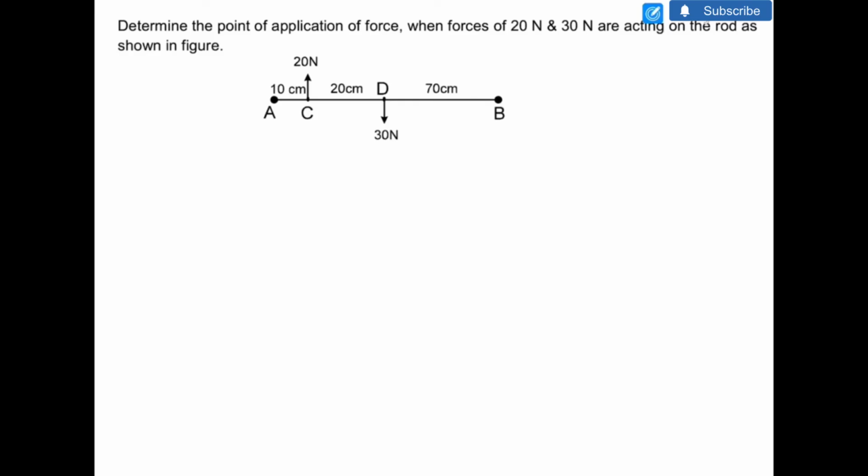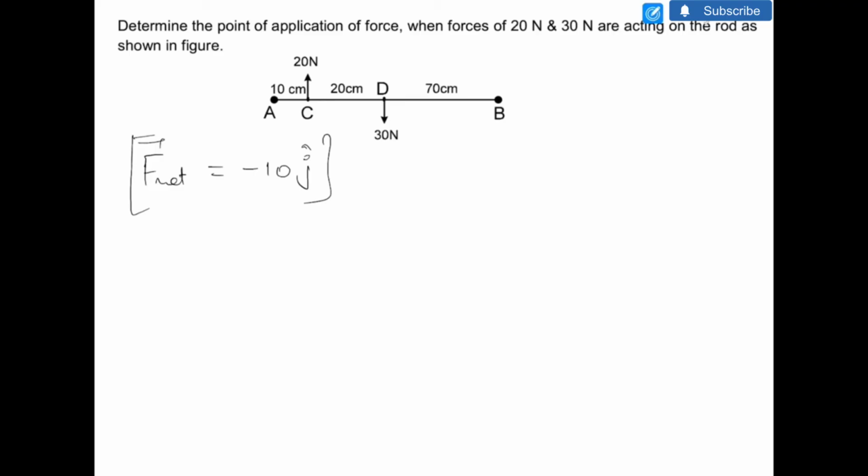First of all, we'll find the net force acting on the system. The net force acting on the system is minus 10 j cap. You can see that 30 Newton is acting in the downward direction and 20 Newton is acting in the upward direction. So the net force acting on the system is minus 10 j cap.